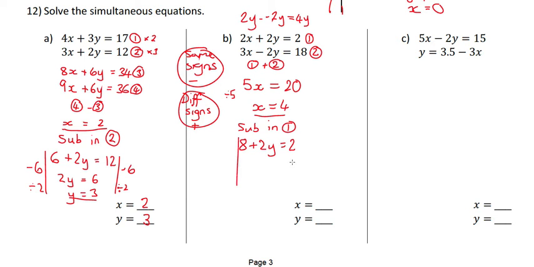So a bit of rearranging. Let's get rid of the 8. By taking it away, that leaves us the 2y. Now 2 minus 8 gives us negative 6, and then dividing by 2 will give us the value of y. So y is negative 3. So x is 4 and y is negative 3.